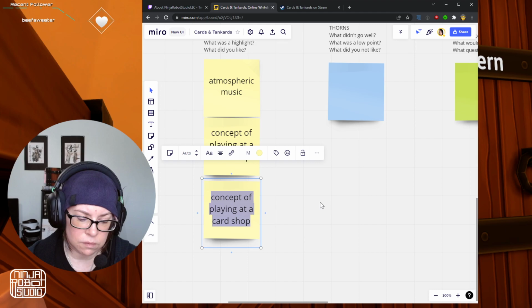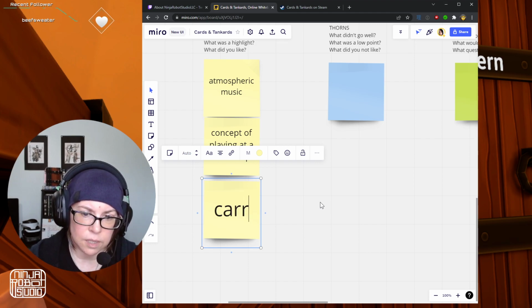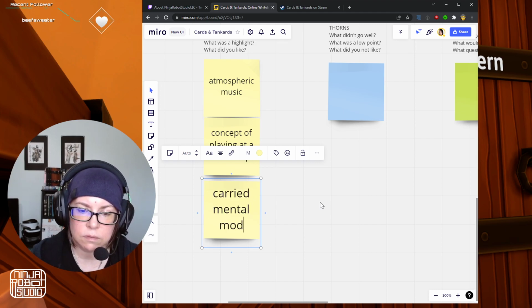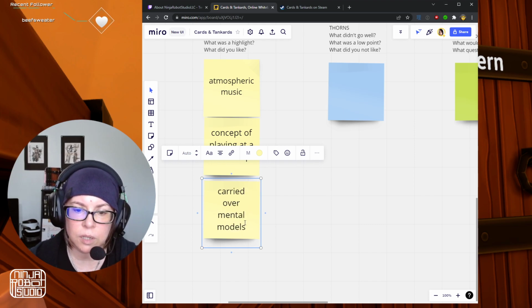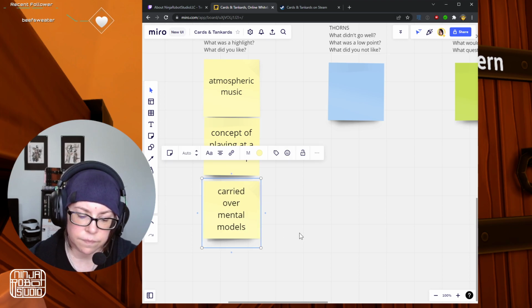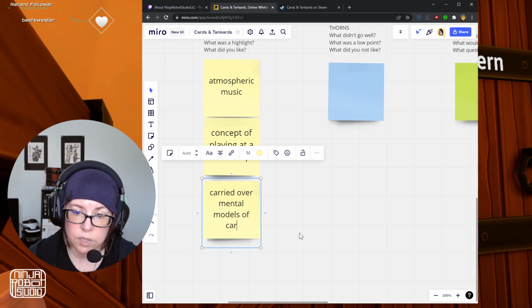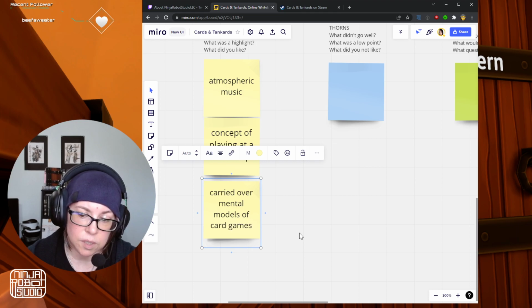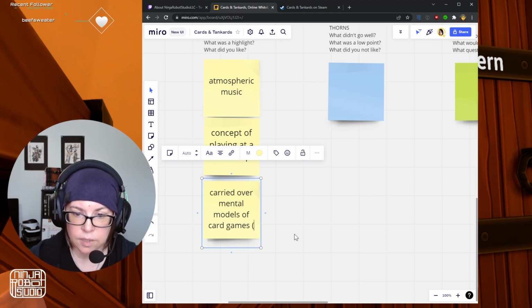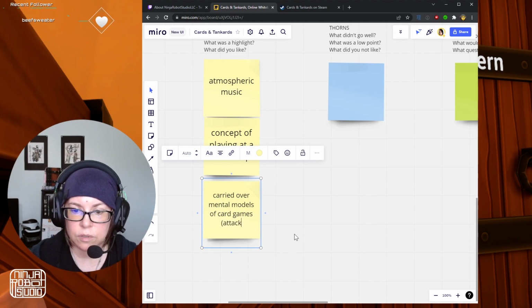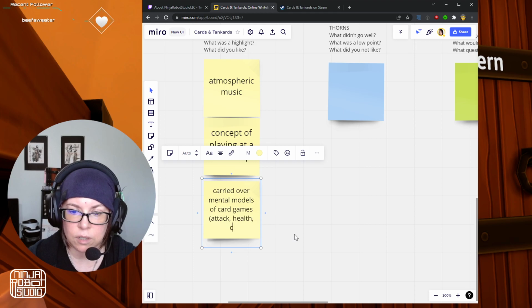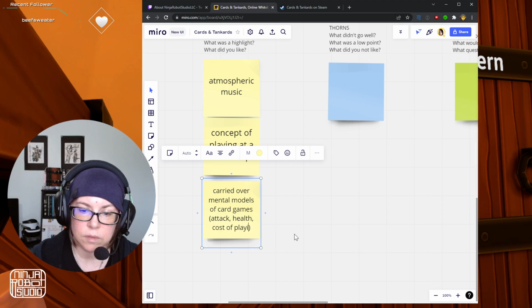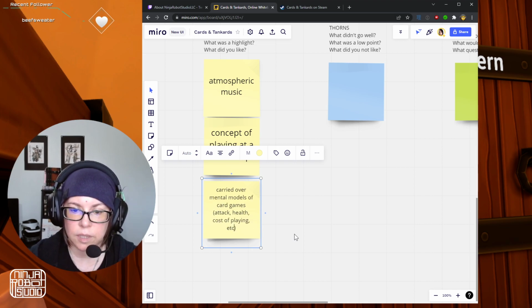They carried over the mental models of card games, of trading card games. Attack versus attack, health, and mana or cost of playing the card, etc. They carried over that mental model.